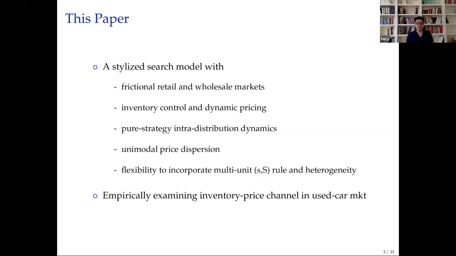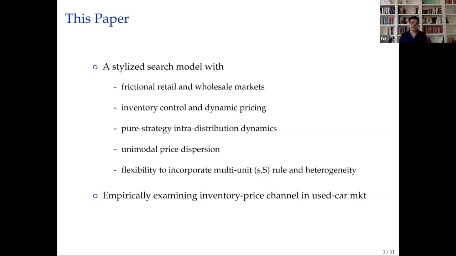And you will see that in this ex-ante homogeneous world, there will be within-distribution price dynamics, and you will see a single-peaked price dispersion in the steady state. And because the model is simple enough, we can extend it to allow multi-unit purchases and to resemble the classic SS rule, and easily introduce heterogeneity to answer a number of classic questions in the IO and marketing literature.